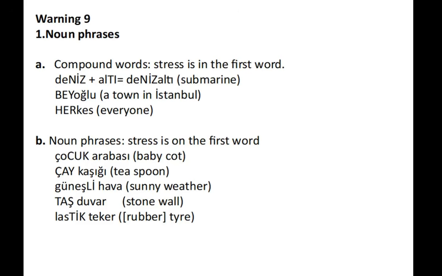What about the ninth warning? It's about noun phrases. Compound words. Stress is in the first word. Deniz, altı. If the word has two syllables, the first word, then we have the stress at the end of the first word. Like deniz, we have the stress in the end, but when we combine it with altı, we say denizaltı instead of denizaltı. Submarine. Beyoğlu, a town in Istanbul.